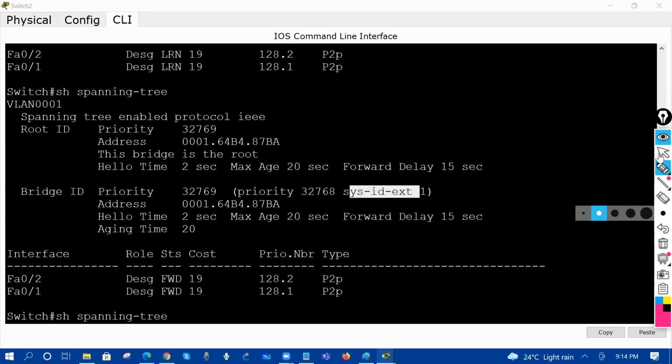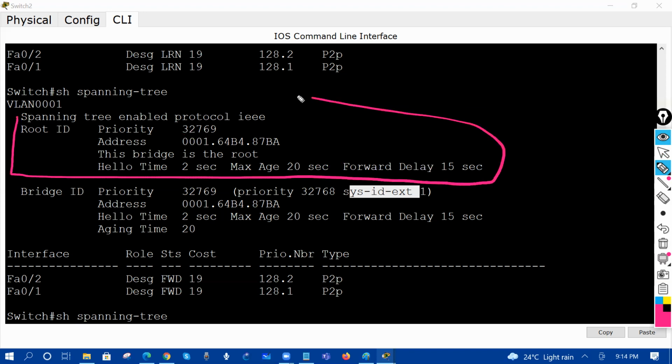This information talks about the spanning tree protocol being enabled and the root ID. This portion from here to here represents the root bridge ID information. So the priority, the address of the root bridge. This bridge is the root, and this is the hello time of the BPDU, 2 seconds.